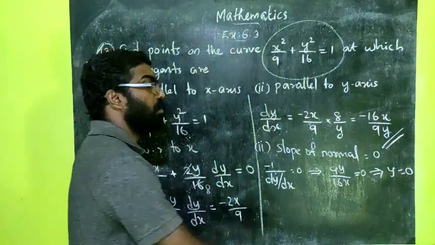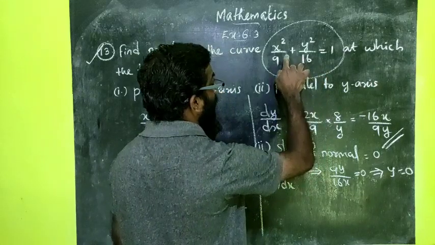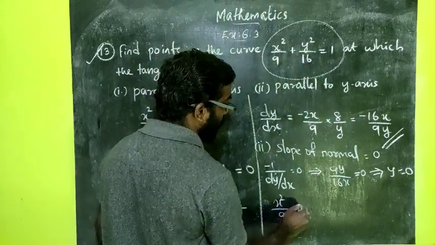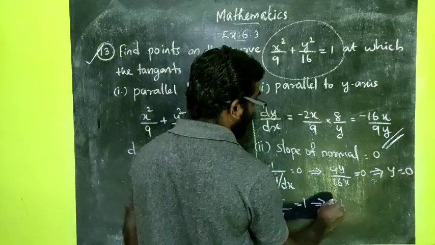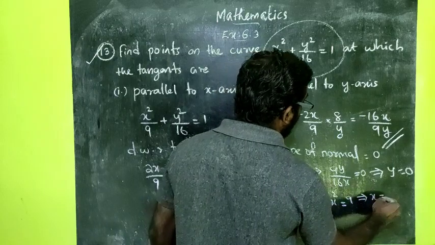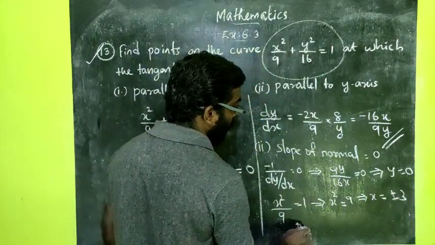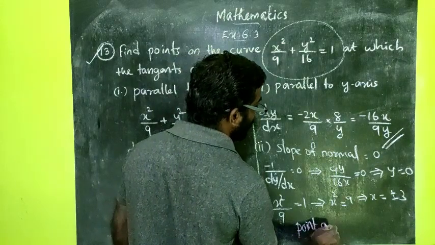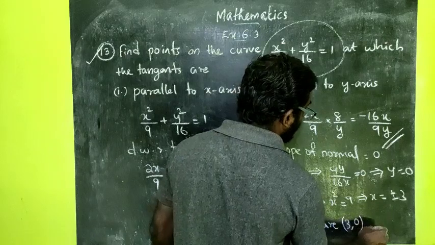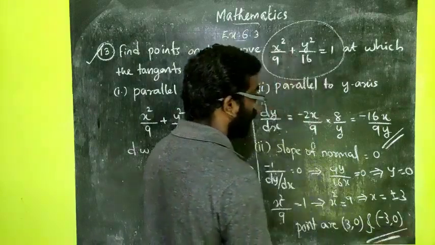Okay. And we can put the value of y in equation 1 and we get x square by 9 equal to 1, which implies x square is equal to 9, and then we get x equal to plus or minus 3. So therefore the required points are 3, 0 and minus 3, 0. Okay.